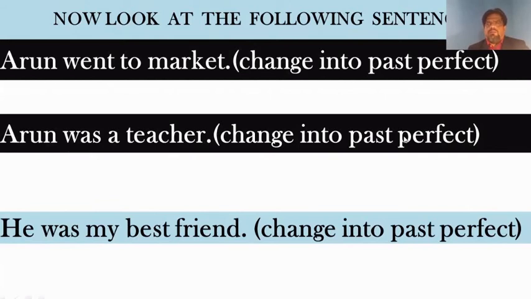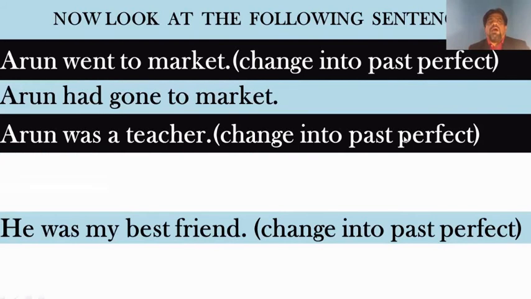Arun went to market. We need to change the sentence into past perfect. We can do it only by writing the sign of past perfect, had plus the V3 verb form. Here the verb is went. It is the V2 verb form. What is the V3 of went? We know go, went, gone. So we must use had plus V3. And here comes the answer: Arun had gone to market. So we get the perfect answer. It is a past perfect tense.